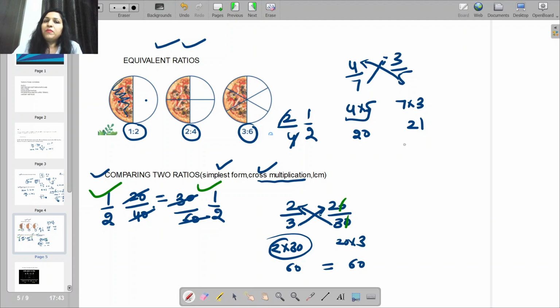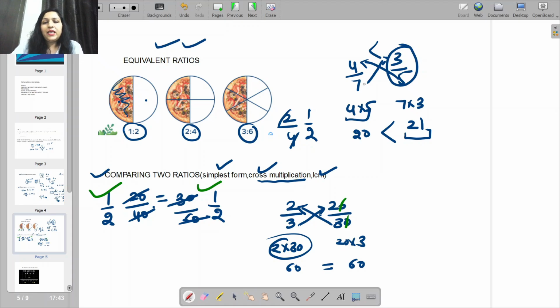जिस साइड का नंबर बिगर है दैट इज अ बिगर रेशो. आप देखो राइट हैंड साइड इज बिगर हियर, सो दैट मीन्स 3/5 इज अ बिगर रेशो देन 4/7. ये एक मेथड है कंपैरिजन का. लास्ट मेथड वी ऑल नो इज द एलसीएम मेथड, जो हम फ्रैक्शंस में भी यूज करते हैं.